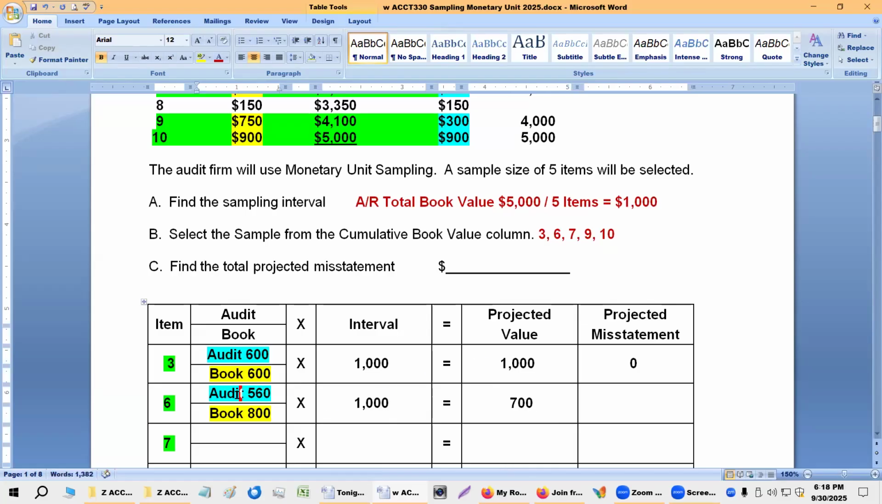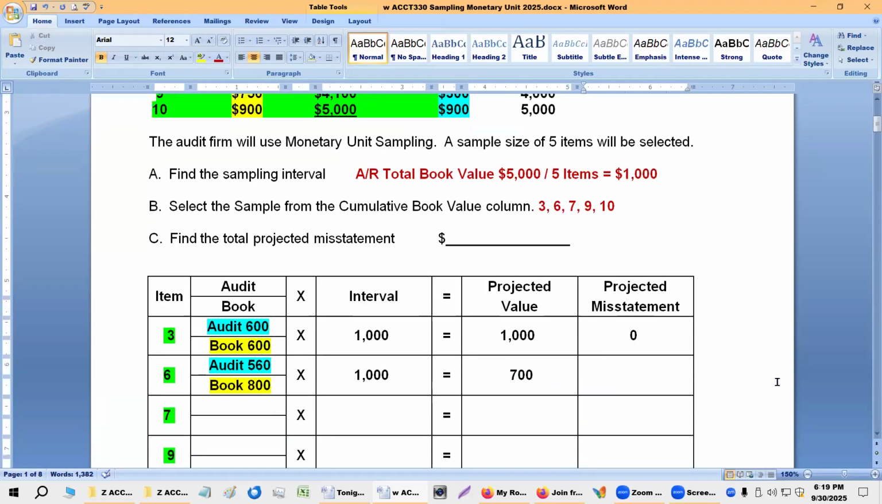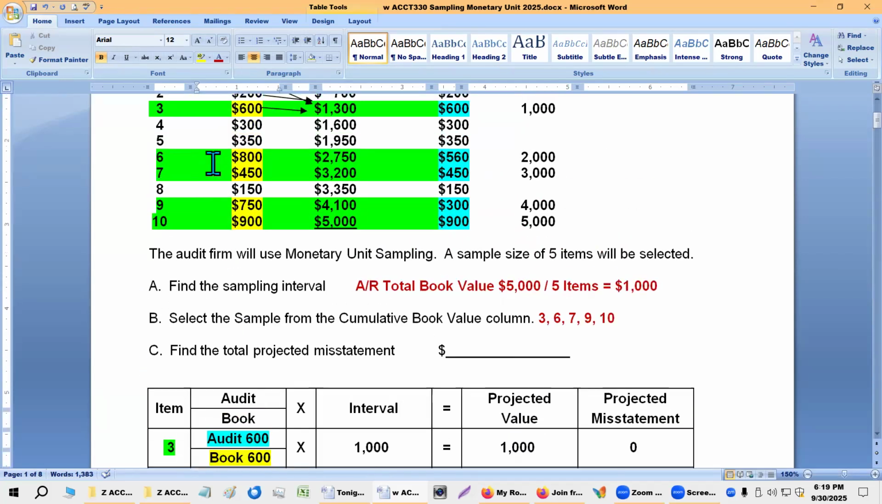So we're using this one item for the entire interval. And we're saying that everything is off in that interval by the same amount, by the same ratio, I should say. So the projected value of that interval is 700 instead of 1,000. So how much is this interval misstated by? 300. So this is misstated by 300. So we can pick the one item in there. All right. Go ahead and do the next one.